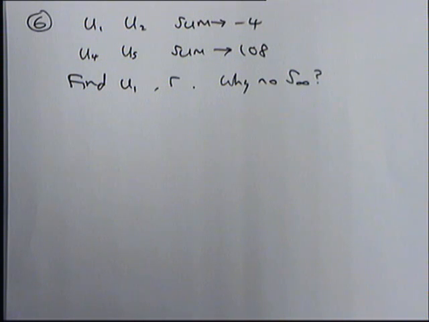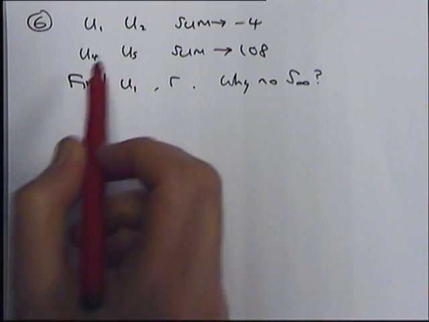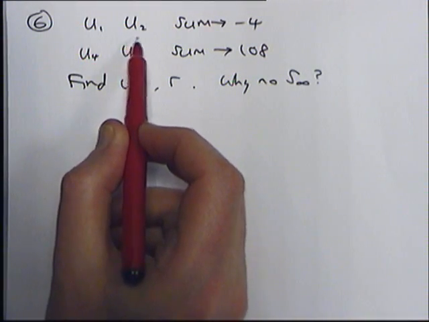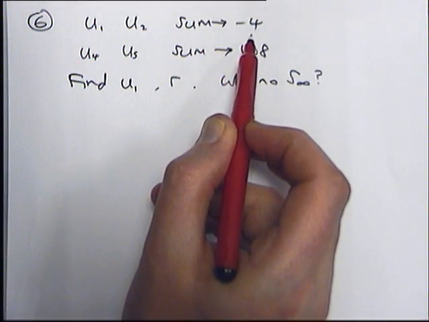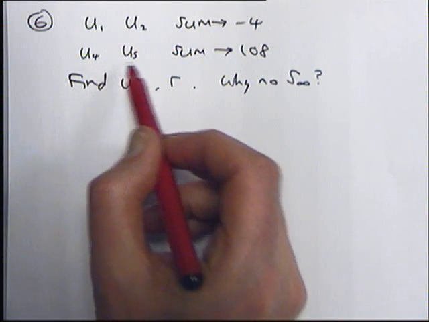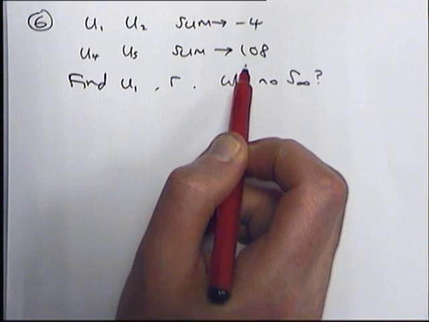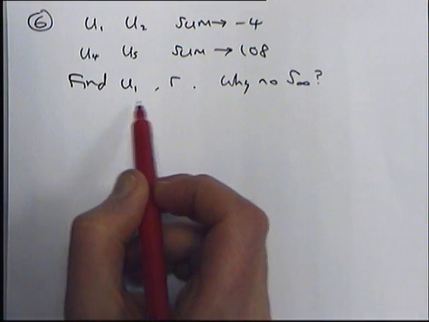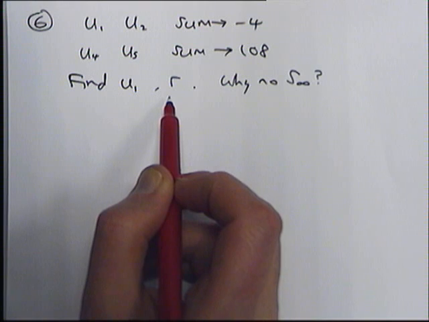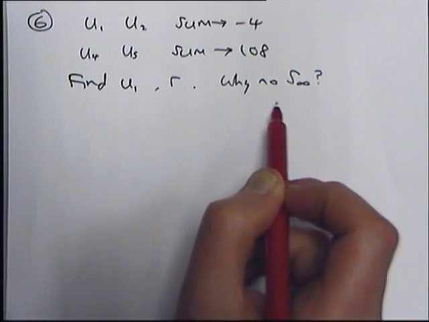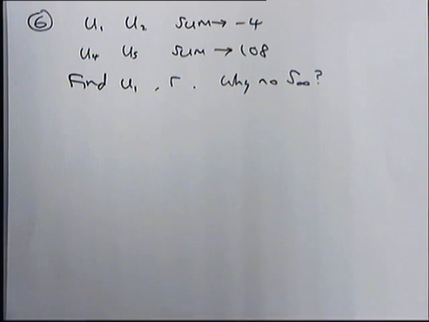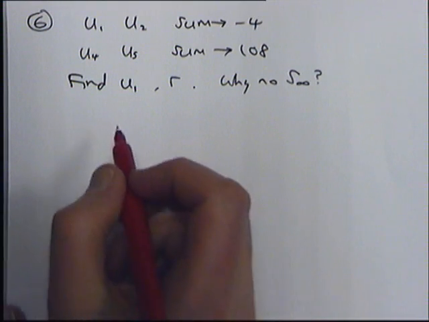A geometric series has the following properties. The first and the second terms have a sum of -4. And the fourth and the fifth terms have a sum of 108. Find the first term and the common ratio of the series. Explain why the series has no sum to infinity.